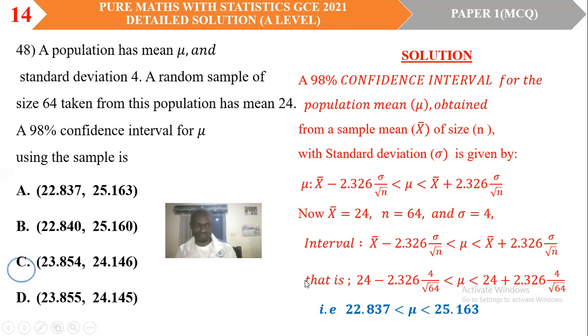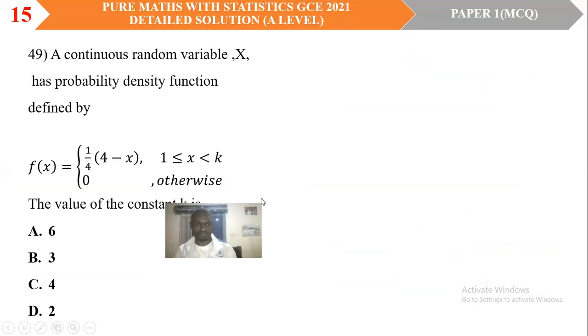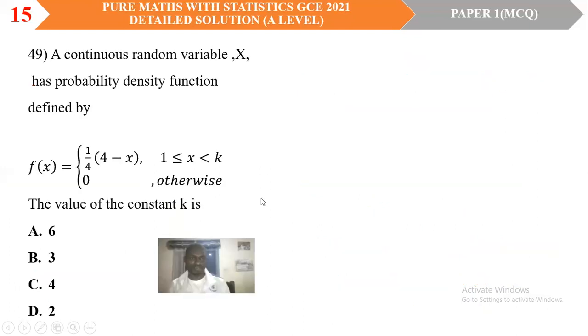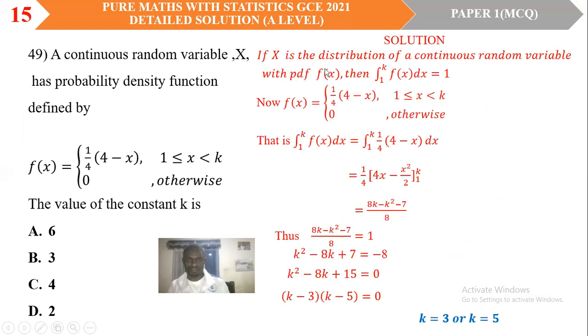Answer A. Question 49. A continuous random variable x has probability density function defined by f of x equals 1 over 4 into 4 minus x, x lies between 1 and k. The value of the constant k is... Solution. If x is a continuous random variable with PDF f of x, then the integral from 1 to k of f of x dx must be equal to 1.